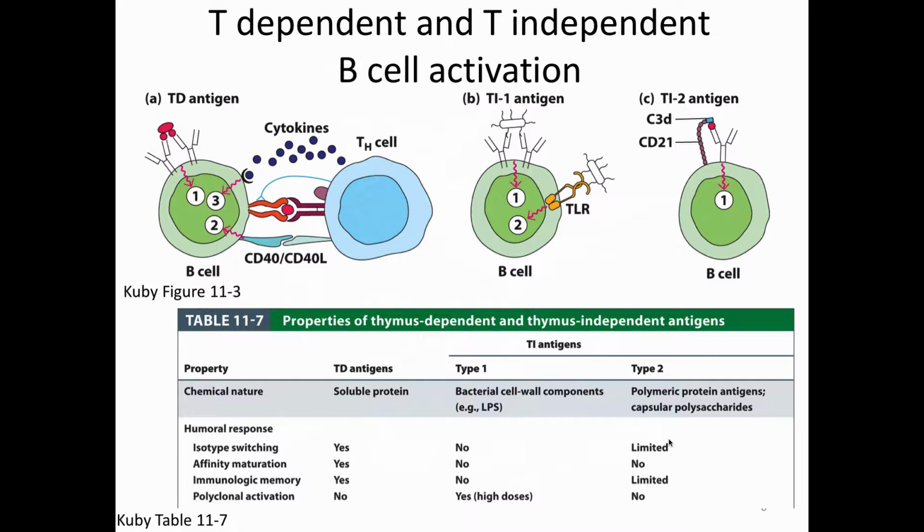You can see type 1 might be a cell wall component like LPS that's hitting a PRR. You can see type 2 is going to be a repetitive antigen. And both of these are good for turning on a B cell.